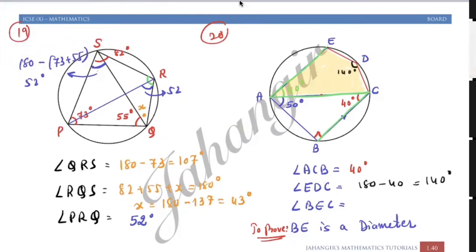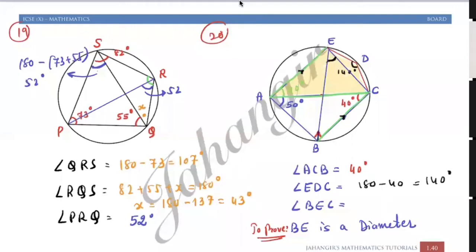Now we have to find BEC. So for BEC, we can join BE, C. Sir, how did we get that 40 degree angle? Angle A is 40, angle EAC, alternate angle. Both lines are parallel. This and this lines are parallel. Okay. Now we want this angle BEC.